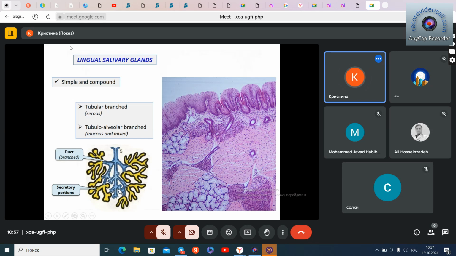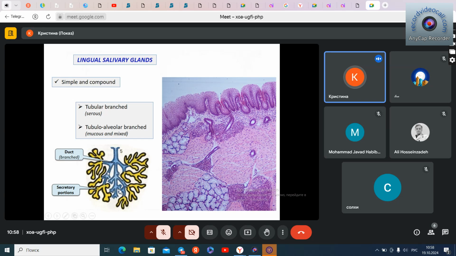Next, in the tongue we have the lingual salivary glands, which produce saliva. They are simple or compound, and also they can be tubular branched or tubular alveolar branched. Simple and compound are the characteristics of the duct. Here in this picture we can see the compound branched alveolar tubular gland. It means that it has the branched duct. This is why it is called compound, because the simple glands have not branched ducts.